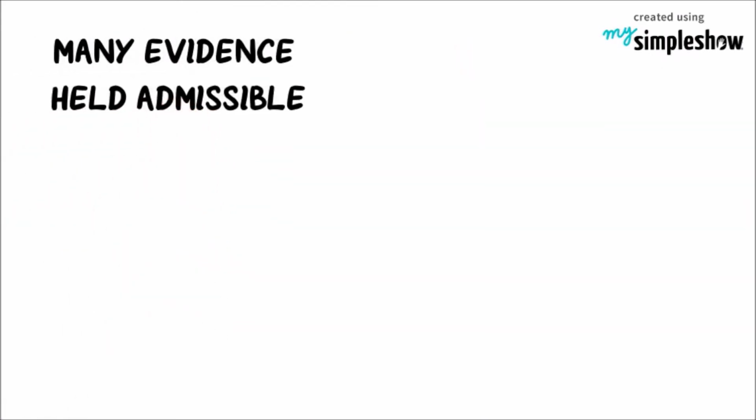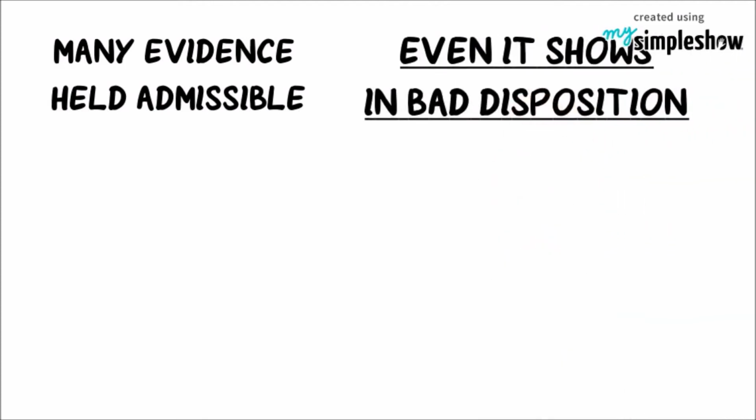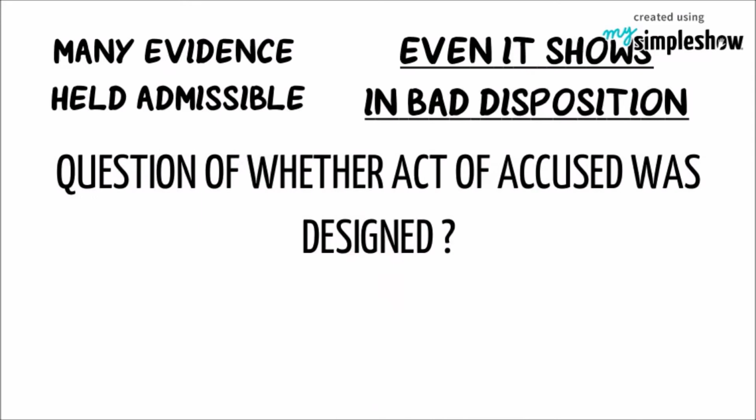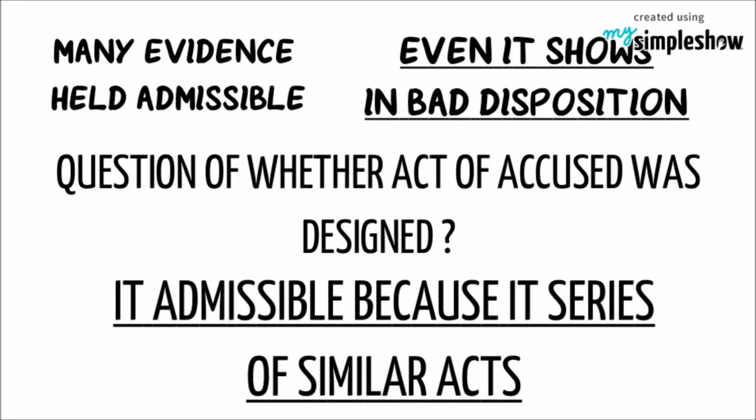There are many cases where evidence of specific acts or circumstances connecting the accused with specific features of the crime has been held admissible, even though it also tends to show him to be of bad disposition. The most familiar example is when there is an issue whether the act of the accused was designed or accidental or done with guilty knowledge, in which case evidence is admissible of a series of similar acts by the accused on other occasions, because a series of acts with the self-same characteristics is unlikely to be produced by accident or inadvertence.